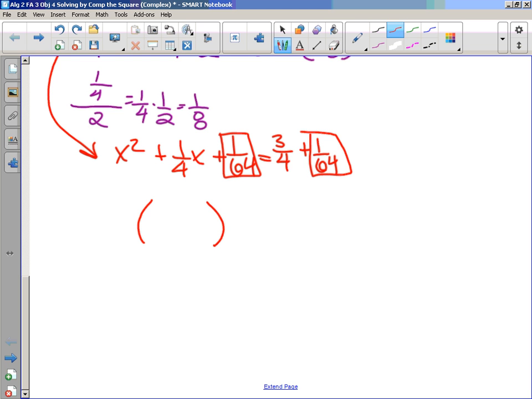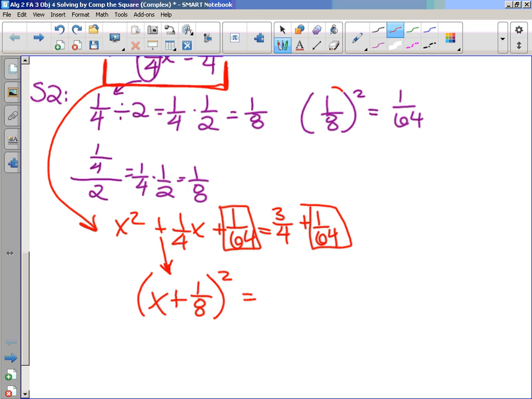Now when we get fractions, it's easy to forget what exactly is going to go with my x in here. I know it's plus because that middle sign is positive or plus. Now the number that I put here is not 1/64, but 1/8. The number that I put there is the number that I got before I squared.